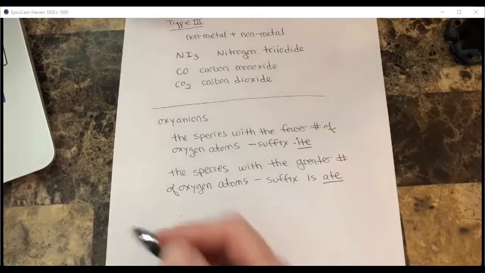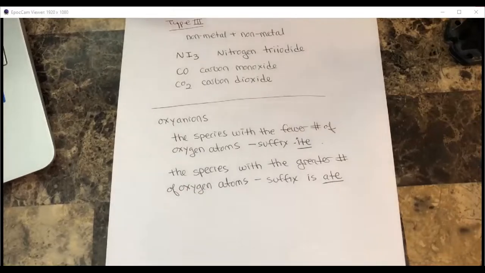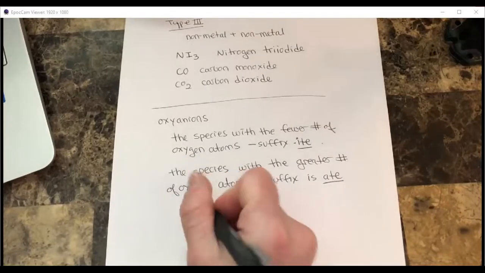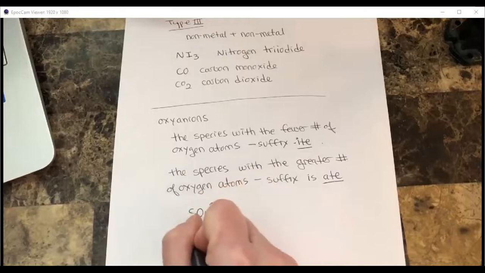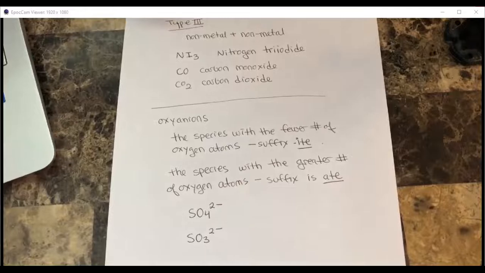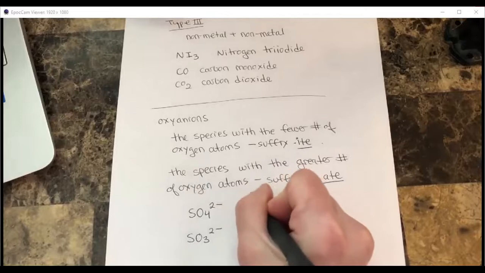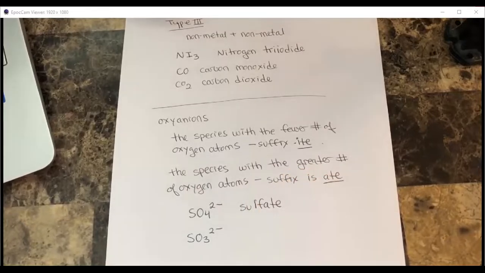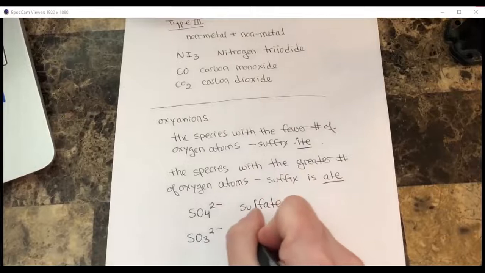I'm going to give you one example, and you can go back through the notes from the class for the other ones. So if we have SO4 2- and SO3 2-, let's look at these two. There's a sulfur and an oxygen. You should be recognizing sulfate, SO4 2-. You use that a lot. But let's look at our rules and how this applies. How many oxygens do we have here? We have 4. How many oxygens do we have here? We have 3. So this one is sulfate. That means the one with the fewer oxygens is sulfite.